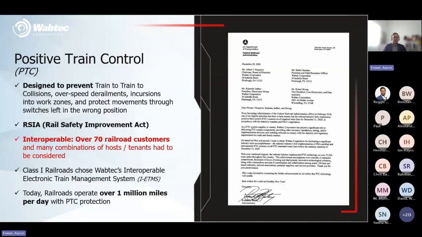Wabtec's PTC today is installed on over 90% of total PTC deployment in the United States, and is equipped on over 23,000 locomotives. Today, trains equipped with Wabtec's PTC system complete nearly 1 million miles per day with PTC protection, mitigating potential hazards, costly accidents, and protecting lives. PTC has also been proven to be interoperable with over 70 railroad customers, and many combinations of host tenants had to be considered, including interoperability with some of the other PTC systems, which we'll get to on the next slide.